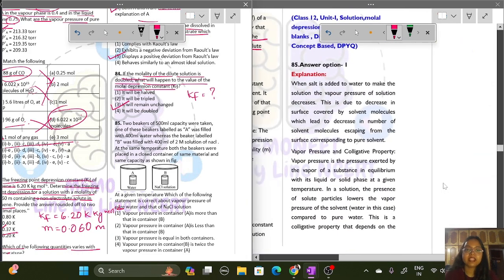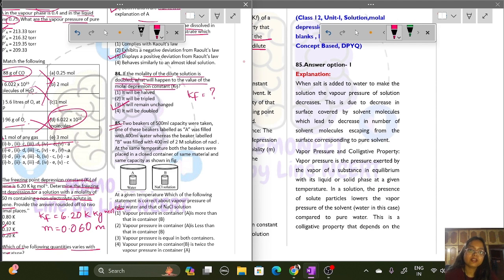Next is question number 85, an interesting question. Two beakers of 500 ml capacity were taken. One of these beakers, labeled A, was filled with 400 ml of water, whereas the beaker labeled B is filled with 400 ml of 2 molar solution of NaCl.